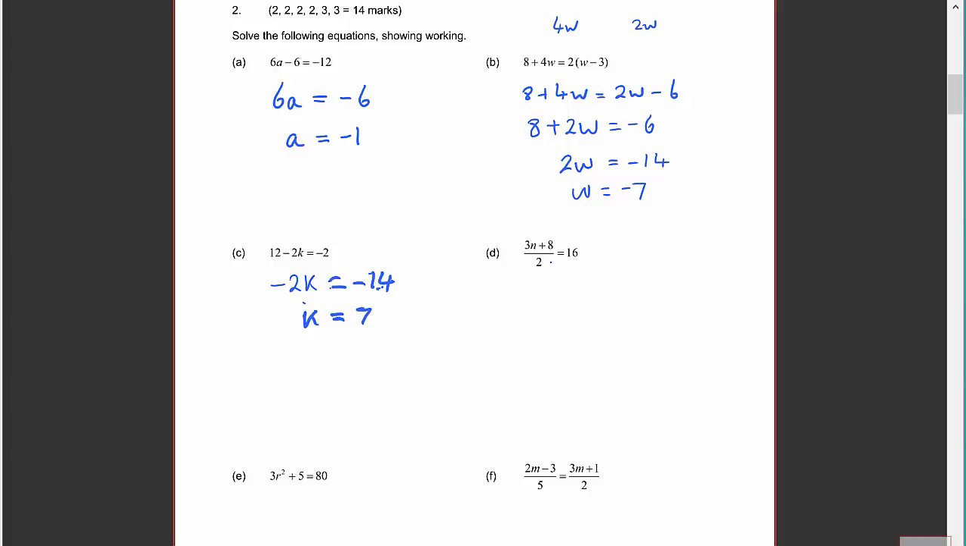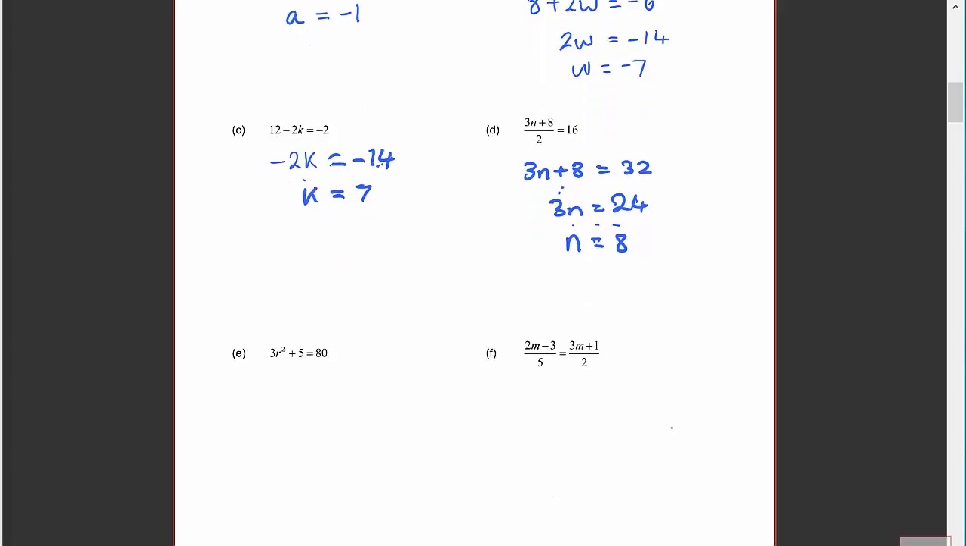With this one here, the 2 is dividing everything on this side. If we multiply both sides by 2, we get 3n plus 8 on the left. We have to multiply the right by 2 as well, so that would give me 32. Now subtract 8 from both sides, so that's 24. I divide both sides by 3, so that gives me that n is equal to 8.